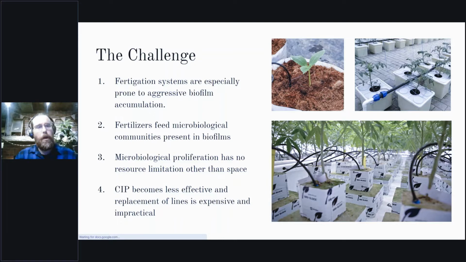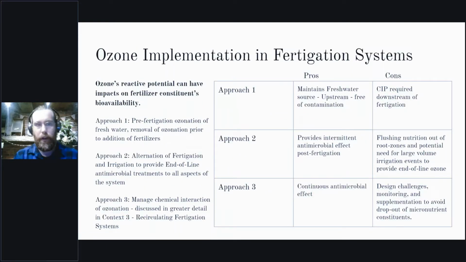And so ozone's reactive potential can have impacts on the fertilizer constituents. So there's really three approaches if you're using a fertigation system that you could consider. Approach one is a pre-fertigation ozone treatment of the fresh water, so just keeping the source water clean, with removal of ozone prior to the addition of fertilizer. Now the pros there is you've got clean source water upstream for your contamination, and you don't need to make any adjustments to your fertilizer recipes to account for the reactive potential of the ozone. The con is that CIPs will be required downstream of fertigation.